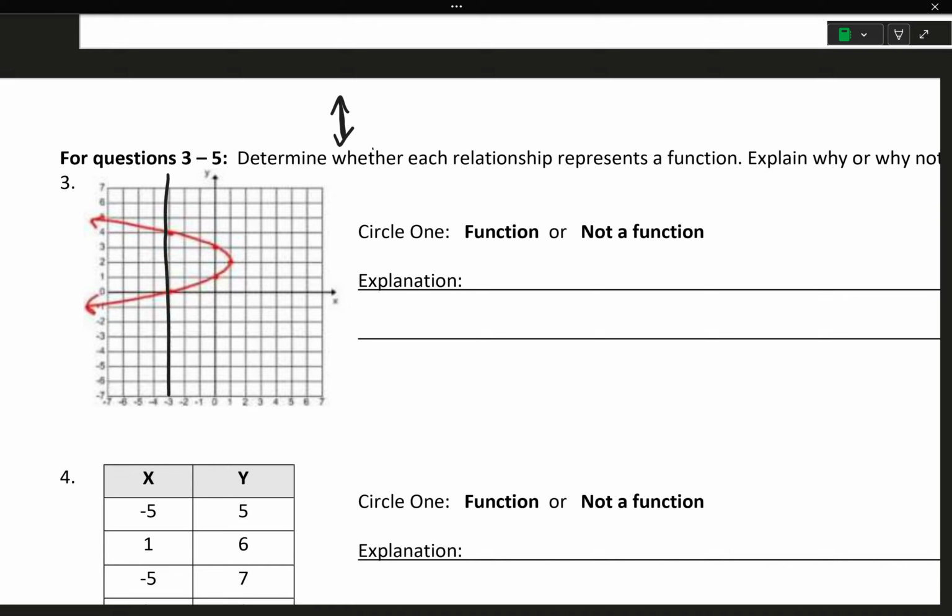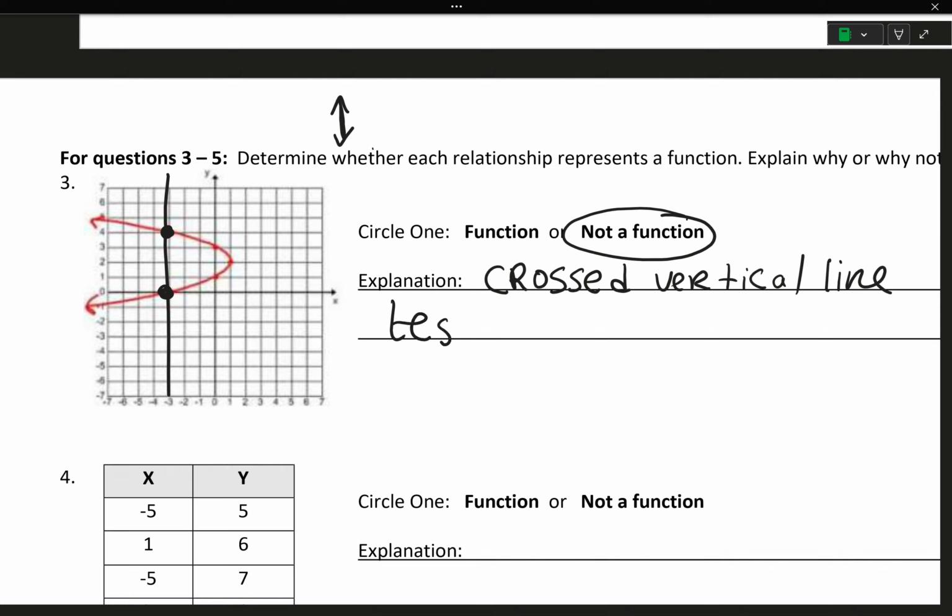All right, I'm going to draw a vertical line. And that line crosses that U shape twice. Not a function. Explanation: crossed vertical line test twice.